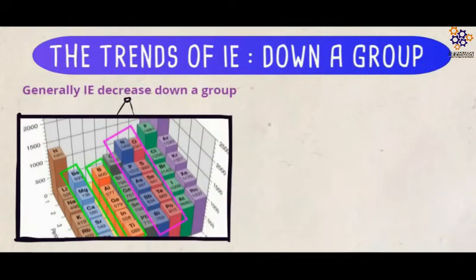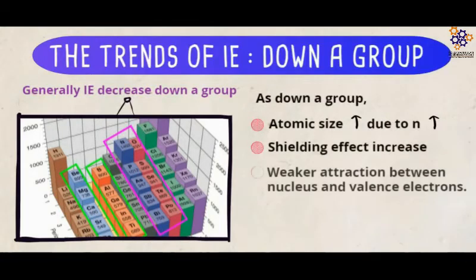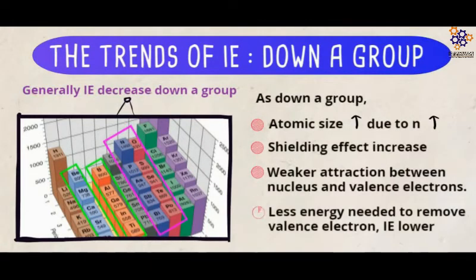The trends of IE down a group. Generally IE decreases down a group. Down a group, atomic size increases due to the increase in n, and shielding effect increases, resulting in weaker attraction between nucleus and valence electrons. So, less energy is needed to remove a valence electron. Therefore, IE is lower.